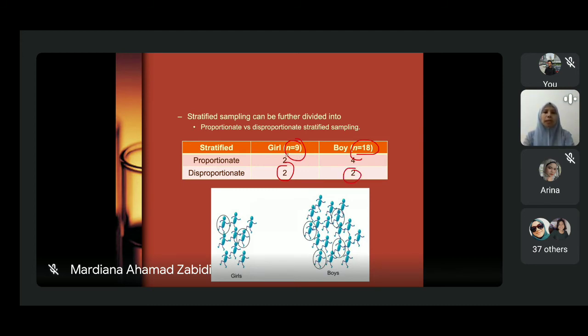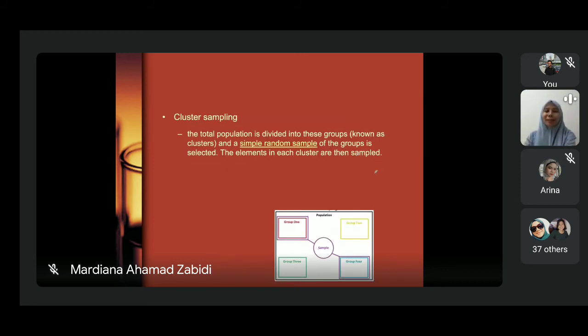Kalau untuk proportionate, you collect 2. Untuk girls, you collect 4. Untuk boy, because this one is the number according to the scheduling plan. But I do hope that my explanation, you understand my explanation.